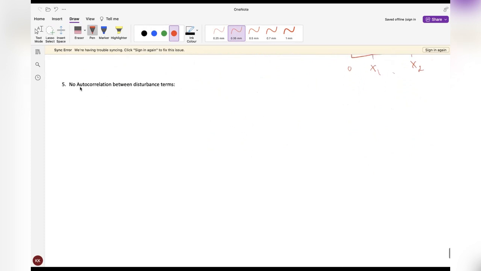Then we have no autocorrelation between disturbance terms. For this, let's say for any given two xi and xj from two different samples where i is not equal to j, then there won't be any correlation between the error terms of these two samples. This means that the covariance between ui, uj given xi, xj will be equal to 0, right? Now, what does this mean? What is its implication economically?